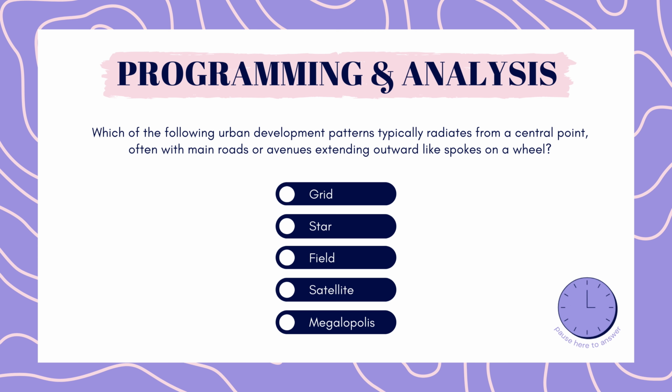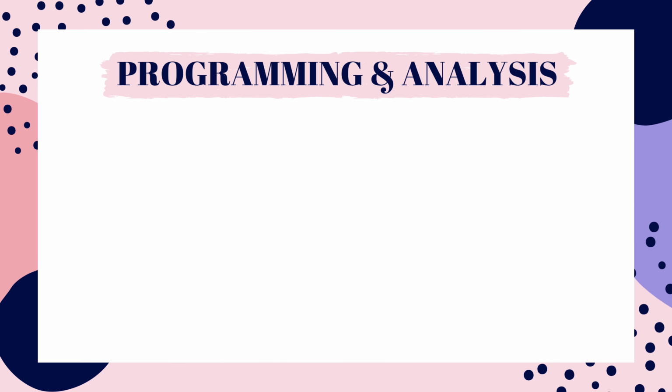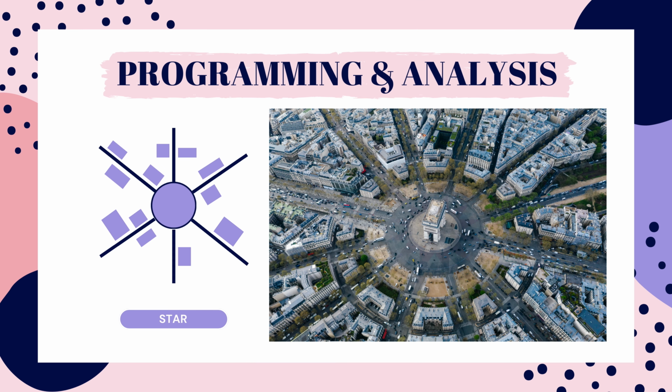And the correct answer is star. The star pattern of urban development typically radiates from a central point resembling spokes on a wheel, with major roads or avenues extending outwards in different directions from a central hub. This pattern often creates a layout where various neighborhoods or districts extend outward from a central core, allowing for easy access to different parts of the city or town from a central point. It's a common pattern in cities designed with a central focus or a significant landmark at its core.